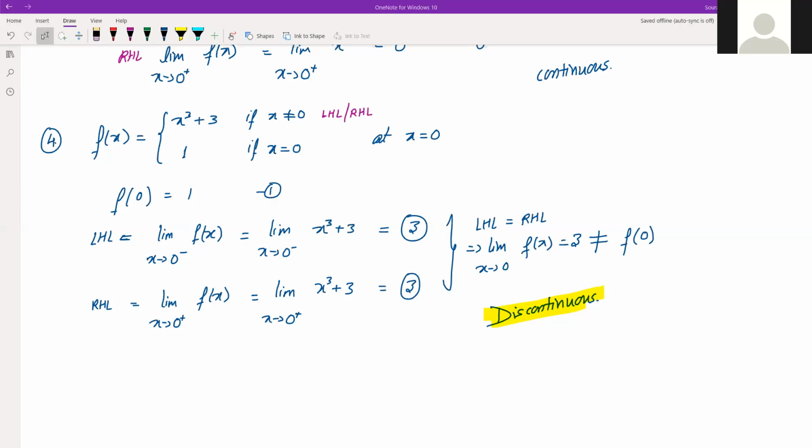A function for which you are not able to find any point of discontinuity will always be a continuous function. The mod x function which we have seen above is a continuous function, always continuous.